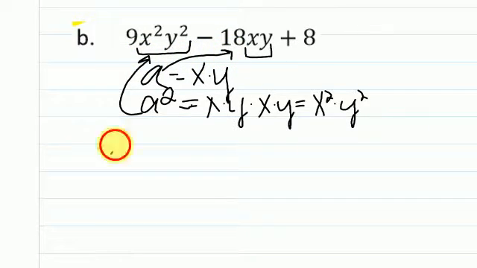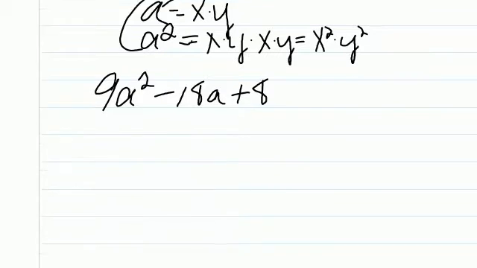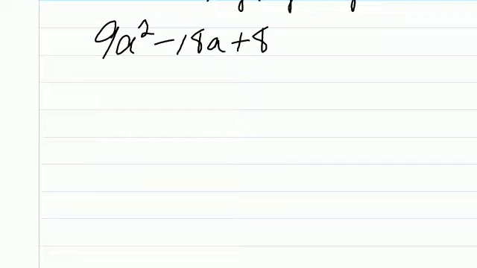So I have 9a squared minus 18a plus 8, and now I have a simple quadratic equation that I can factor. Supposedly. Let's see if we can factor this. So first, the product of 9 and 8 is 72. 9 times 8 is 72.